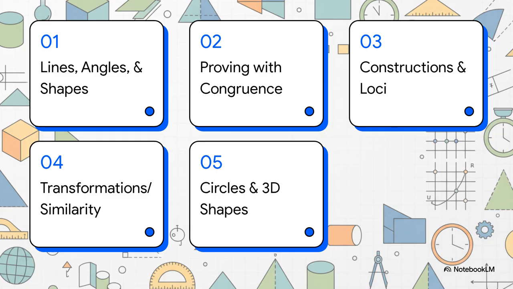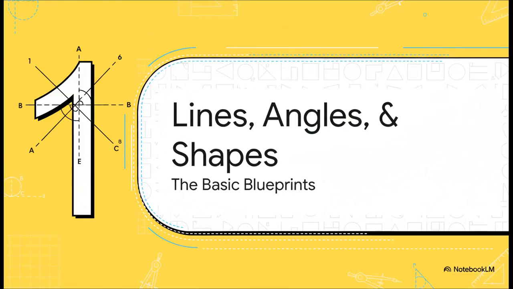We'll kick things off with the absolute basics, lines and angles, before moving on to how you prove shapes are identical. Then we'll get hands-on with constructions, play around with transformations, and finish up with the heavy hitters, circles and 3D shapes. Let's get that toolkit built. Right, let's get started with the blueprints for everything else.